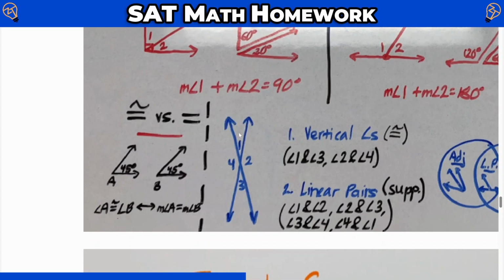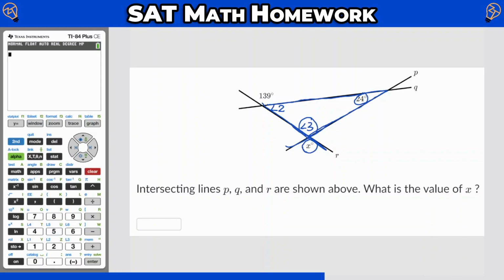So angles 1 and 3 are congruent, and then angles 4 and 2. However, if instead they're on the same line, so for example, on this line here, let's say angles 1 and 2, or angles 3 and 4, or on this line where you have angles 2 and 3 and 1 and 4, the relationship is called linear pairs, and the result is that they are supplementary to each other. So we can see that angle 3 will have the same measure as that angle x.